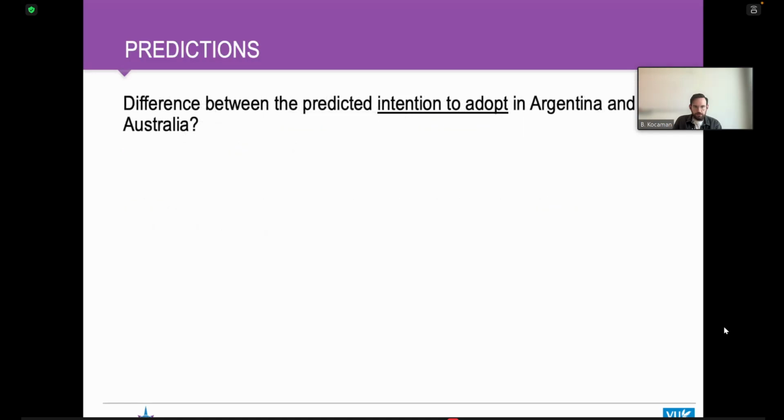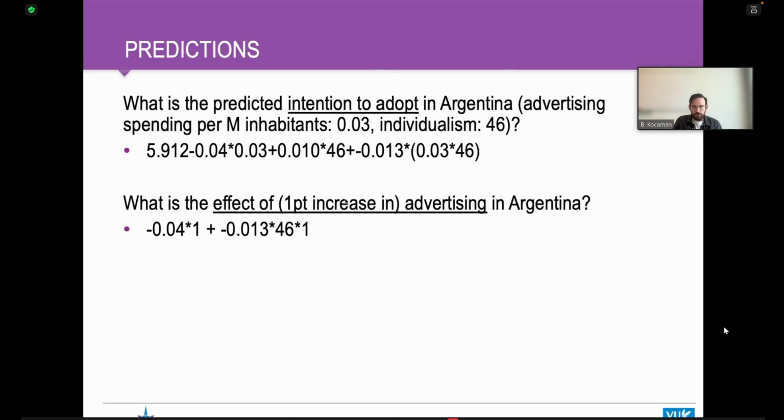So we are looking at the moderated regression. So we have the effect of individualism and advertising spending, and we are interested in intention to adopt. So what is the predicted intention to adopt in Argentina? Apparently here the advertising spending per million inhabitants is 0.03 and individualism is 46.